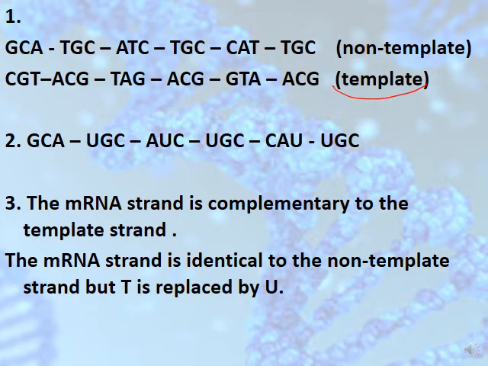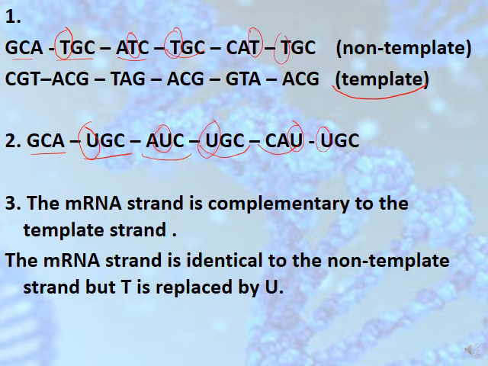If you have a look here, like GCA, GCA, TGC, UGC. So T is replaced by U. ATC is AUC. So T also is replaced by U. TGC is UGC, the same, but T is replaced by U. CAT, CAU, U and T. TGC becomes UGC. So T is replaced by U.